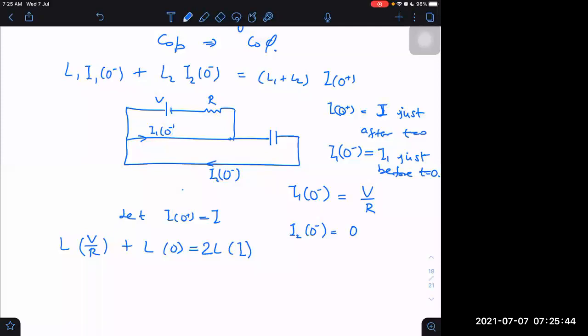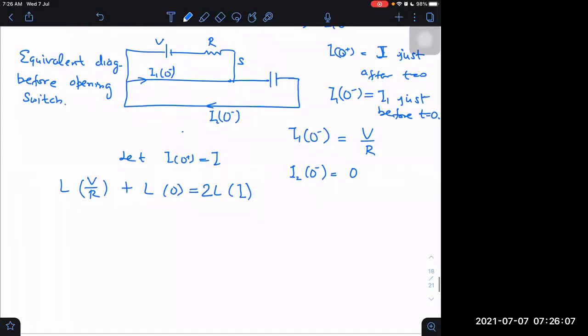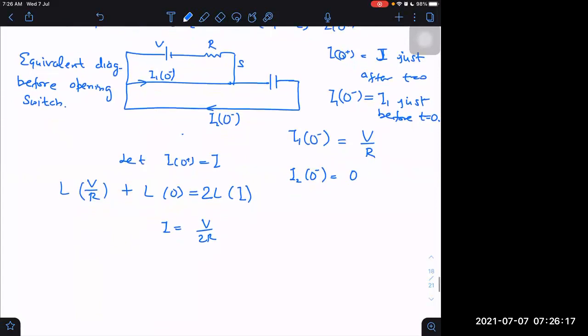What are you thinking here? Equivalent diagram before opening the switch. Okay. What do I get then? I is equal to V by 2R. Just after, what will be the current through this entire V by 2R?